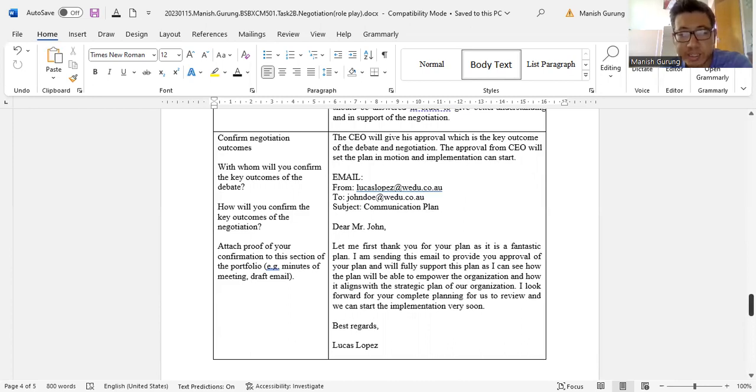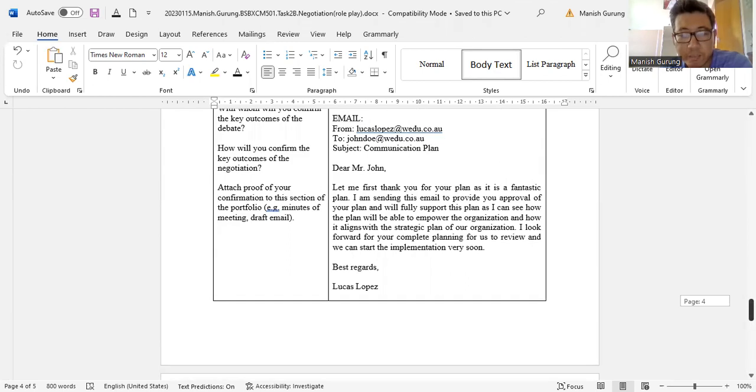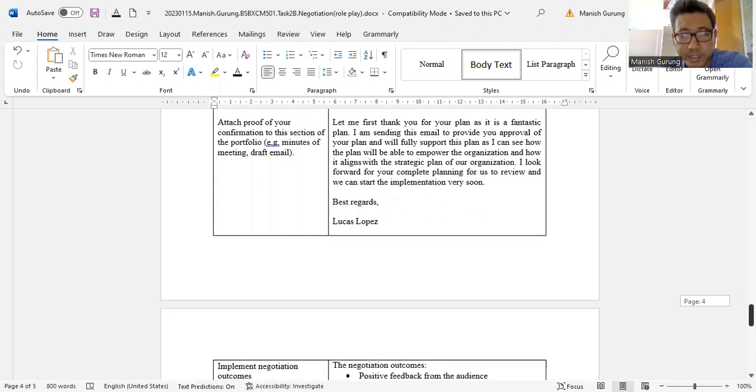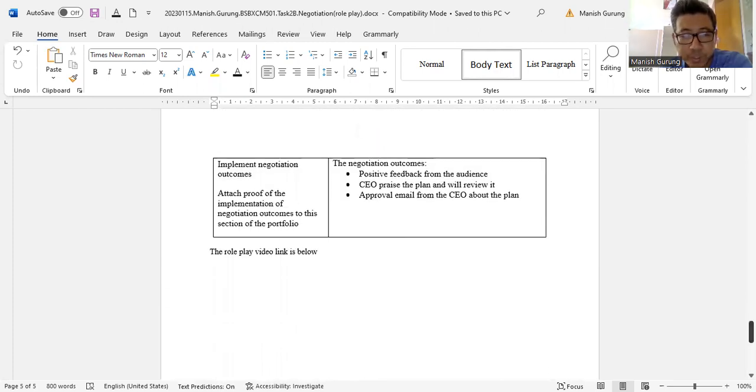implementation can be started. This is the mail which can be sent to the CEO so that approval can be obtained. Implement, attach proof of the implementation. The negotiation outcomes: positive feedback from the audience. The CEO praised the plan and will review it again. Approval email from the CEO about the plan.